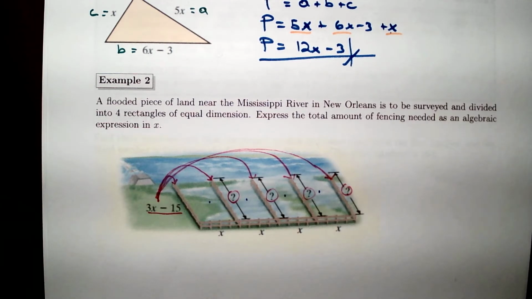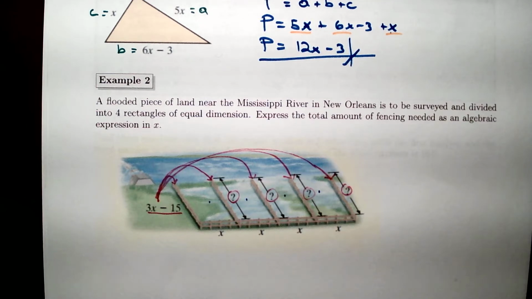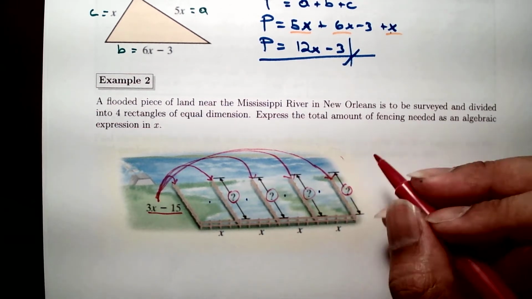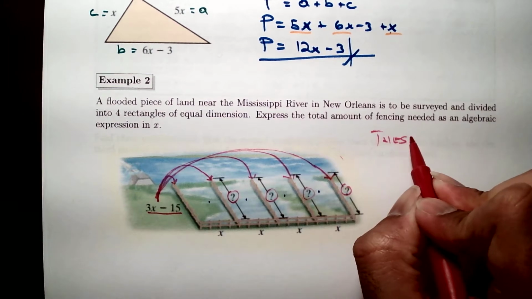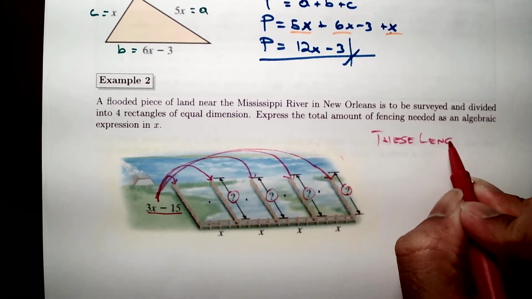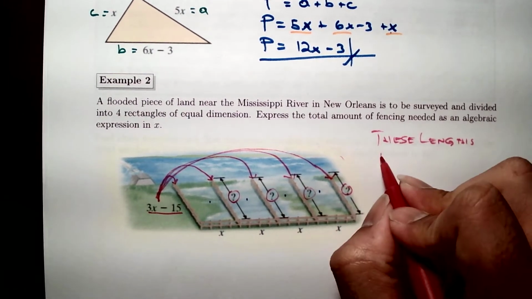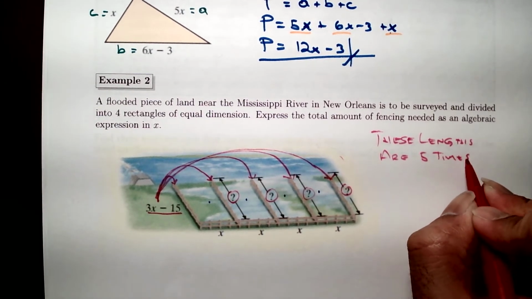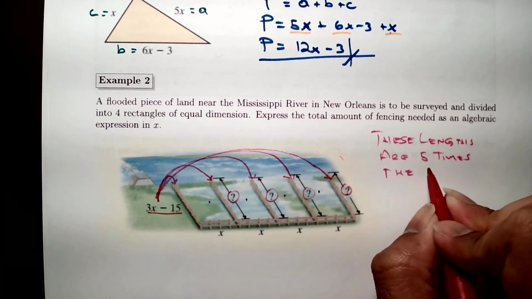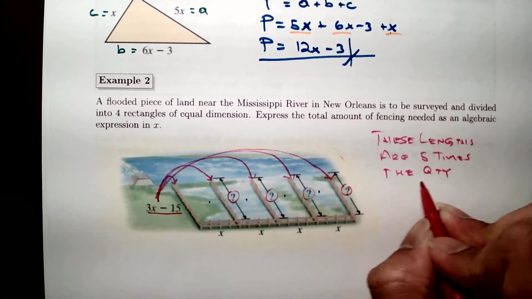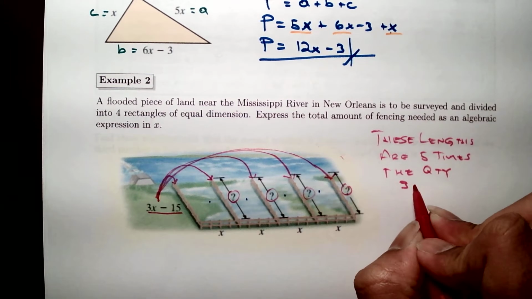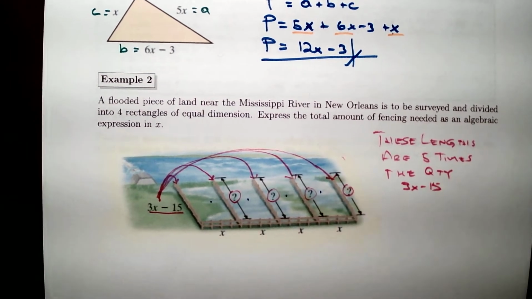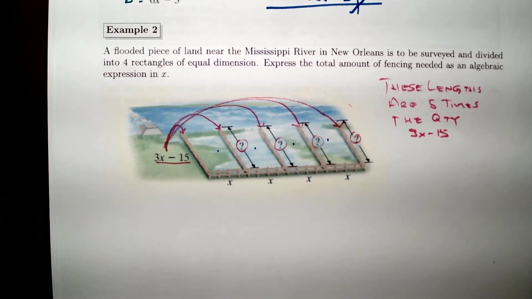All right. So if you want to write this as a note, these lengths are 5 times the quantity 3x minus 15.